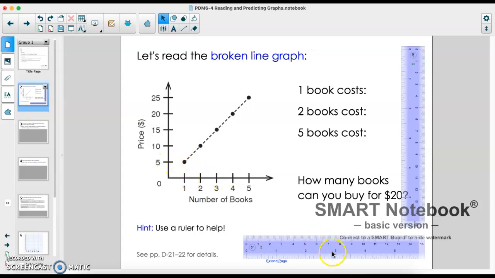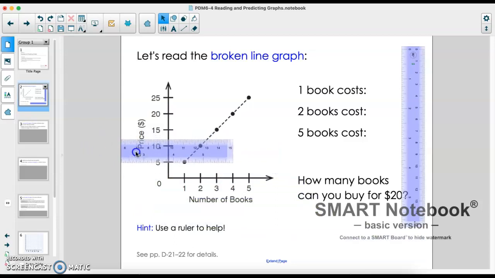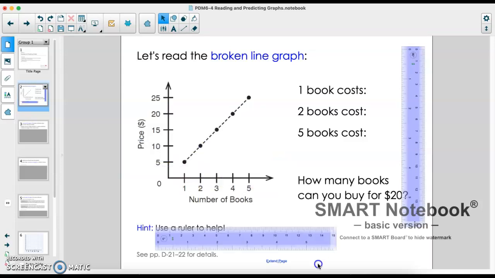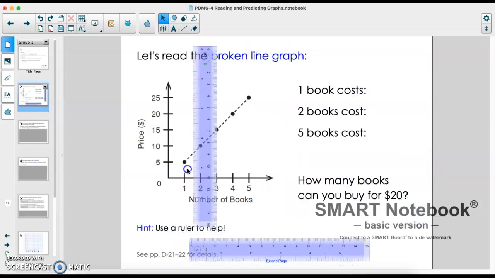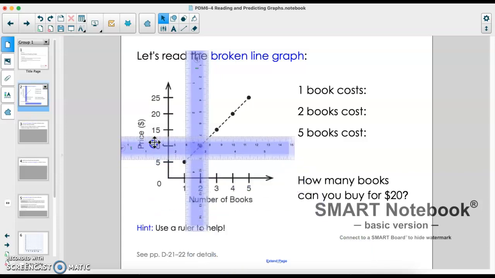But if you want a little bit extra support, you can actually just take your ruler and line it up. I go over to one book and line up a ruler following number 1. I can grab my other ruler and do a crosshair where they intersect. And again, we can see then that one book costs $5.